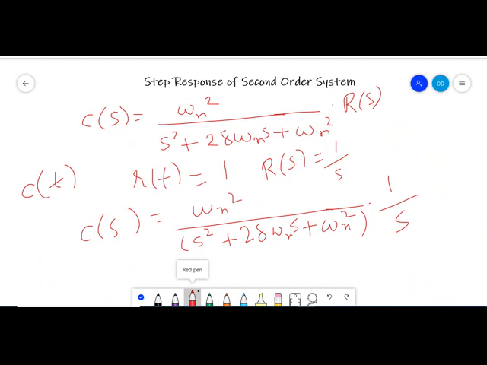The first one which we consider is the undamped case where delta is equal to 0. When delta is equal to 0, this C of s reduces to omega n square divided by s square plus omega n square into s. So we have C of s as this. From this C of s we need to obtain C of t.